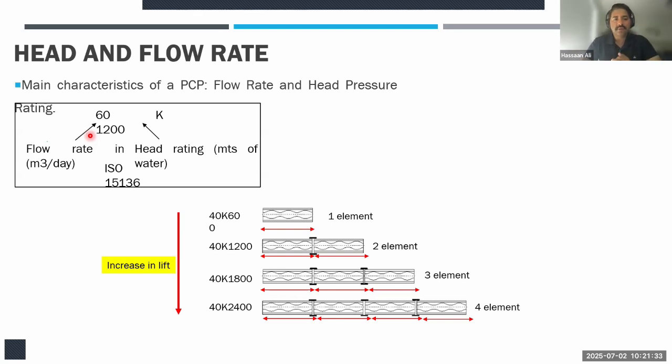Usually the suppliers will produce the PCP elements in a certain lift. For example, this is a 40K600. So this is a 600 meter lift pump. But if you want to get all the way to a 2400 meter lift pump, all you have to do is stack up these elements, 4 of these elements together, weld them together, and you will get the lift that you want. So you reduce your stack up and you reduce your lift, you increase your stack up, you increase your lift. So the amount of elements you can stack up in series with each other will determine your lift.